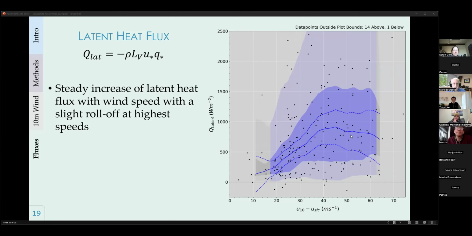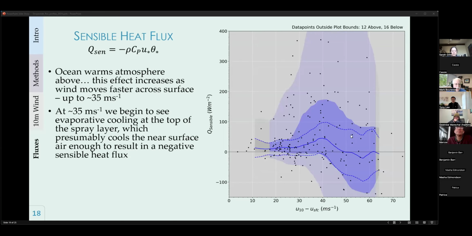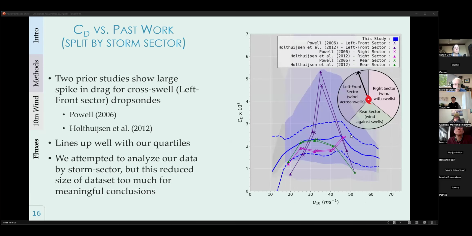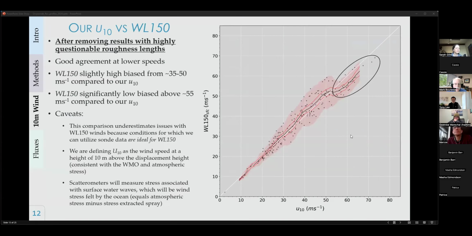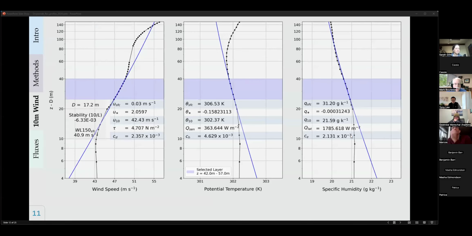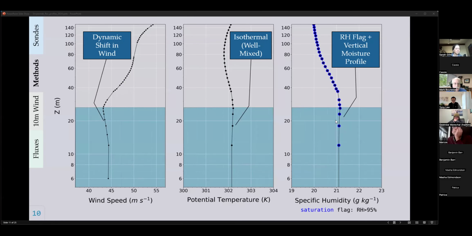Mark, I have a question. What is the humidity height under such conditions? The height of the spray layer or above the spray layer? Okay, so I have an example for that. This is a fairly reasonable example.